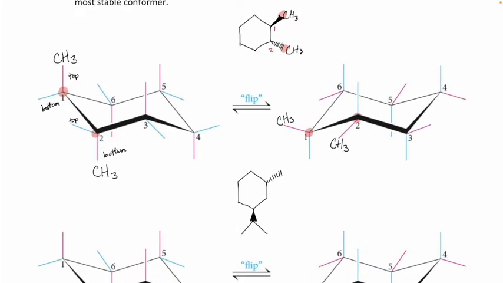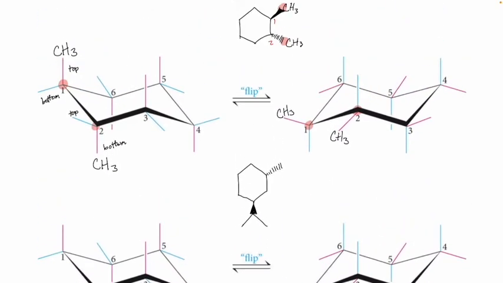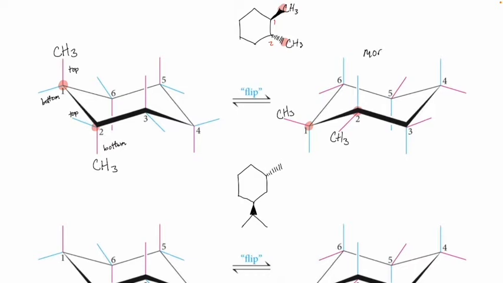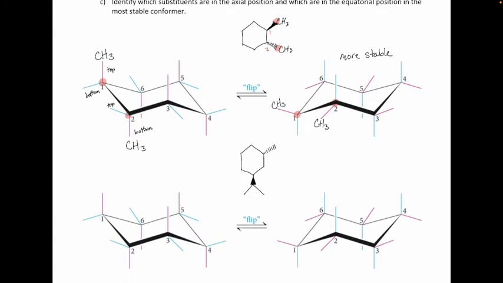From here, the next step is to determine which one is the more stable conformation. Looking at these two, which one's going to be the more stable conformation, the one on the left or the one on the right? Who thinks the one on the left? Who thinks the one on the right? Right, we want those substituents in the equatorial position, so this one is more stable. So then lastly it says identify whether your substituents are in the axial or the equatorial position in the most stable conformation. In this case, both of them are in the equatorial position.